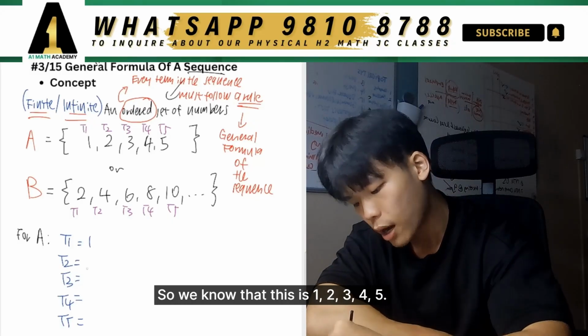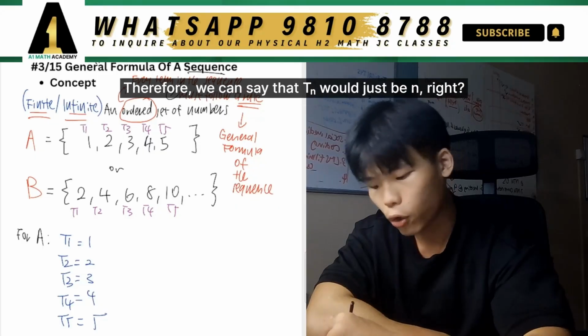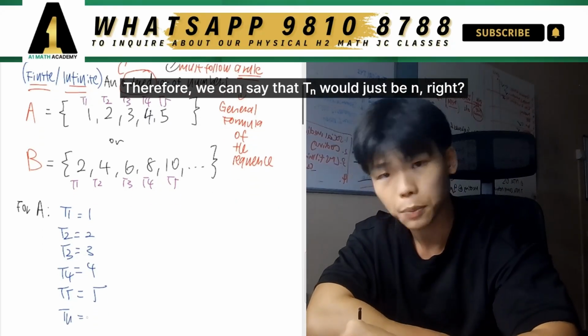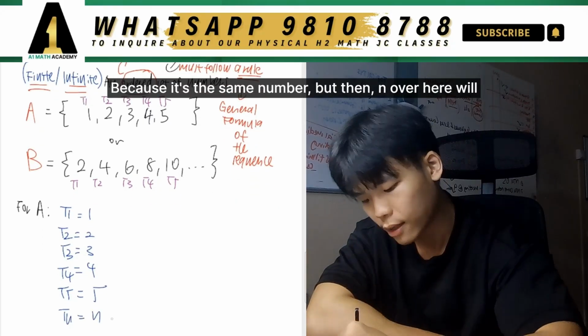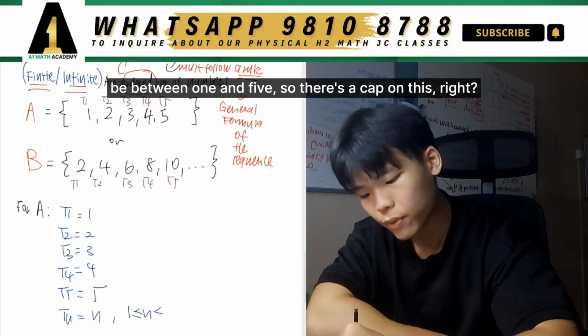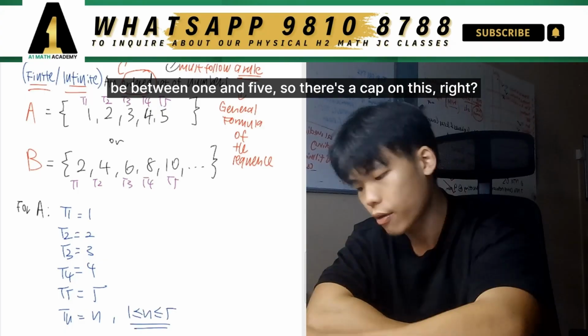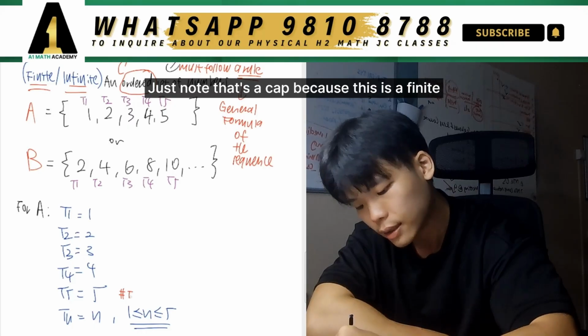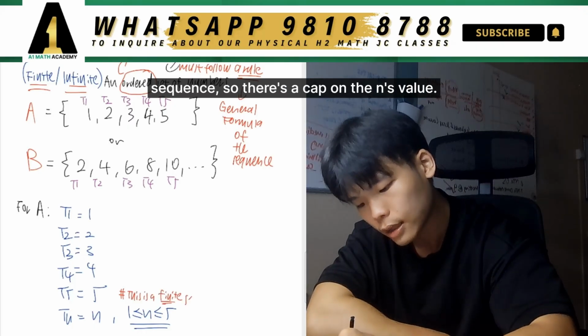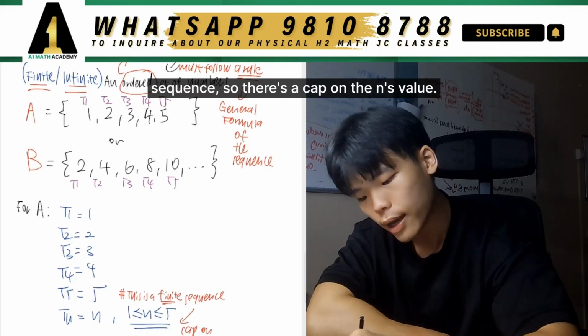So we know that this is 1, 2, 3, 4, 5. Therefore, we can say that Tn will just be n, right? Because it's the same number. But then n over here will be between 1 and 5. So there's a cap on this, right? Just note that it's a cap because this is a finite sequence. So there's a cap on the value of n.